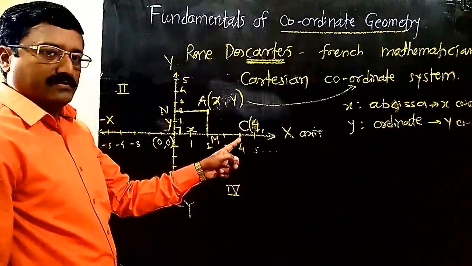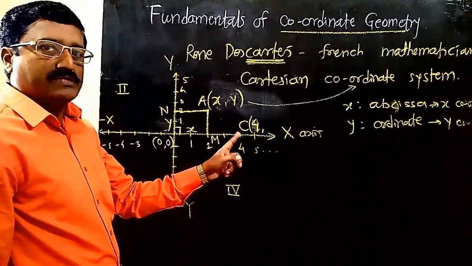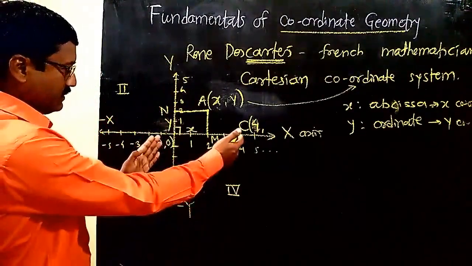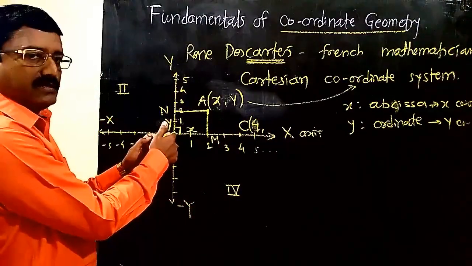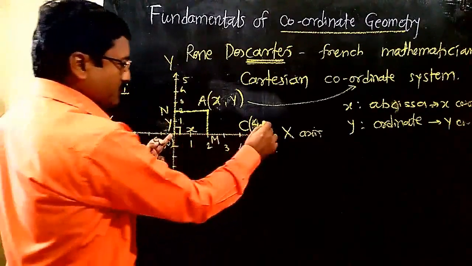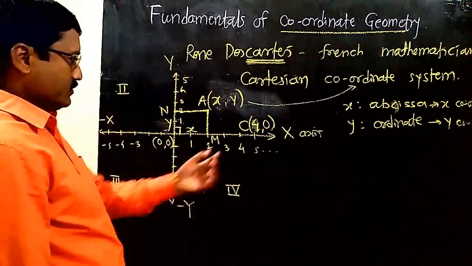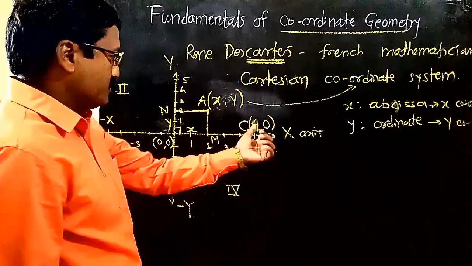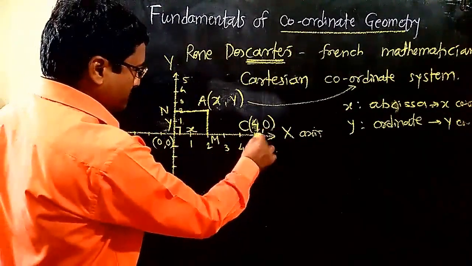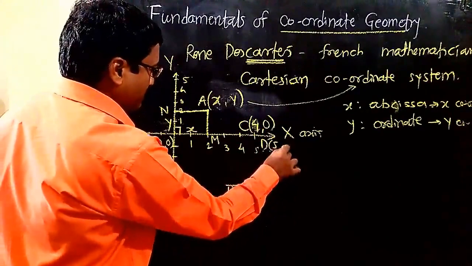And the distance of the perpendicular drawn from point C on the y-axis, that foot will be here, and its distance from the y-axis is 0, so the coordinate will be 0. So this C has coordinates (4, 0). Obviously this point B has coordinates (5, 0).